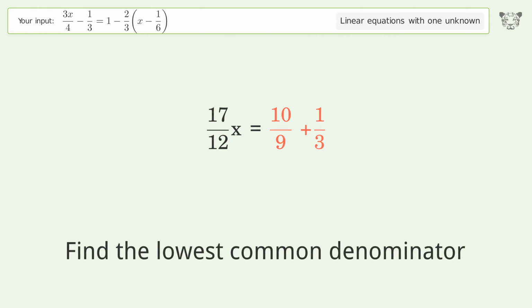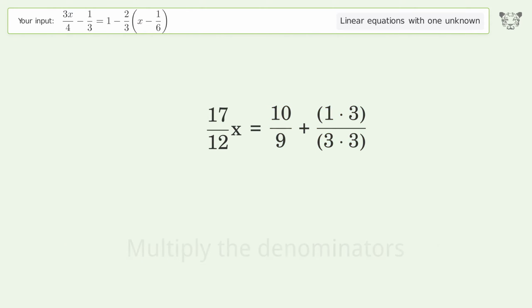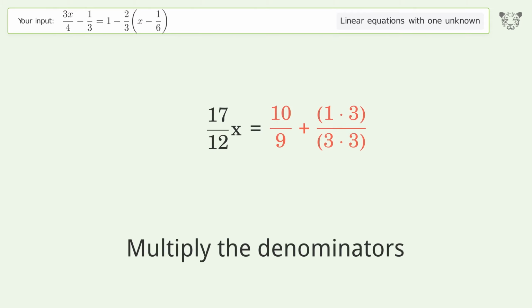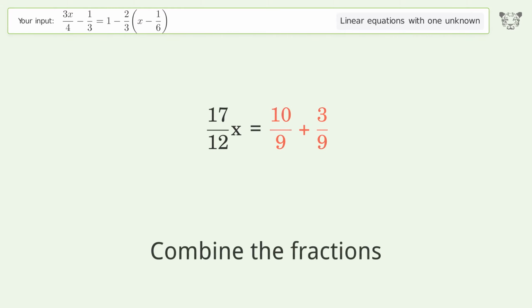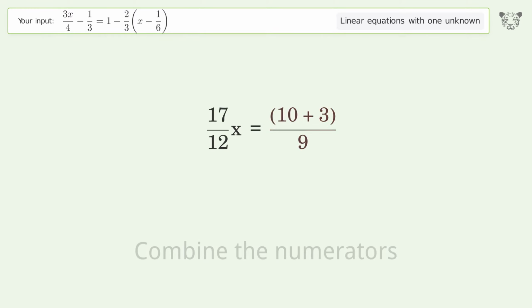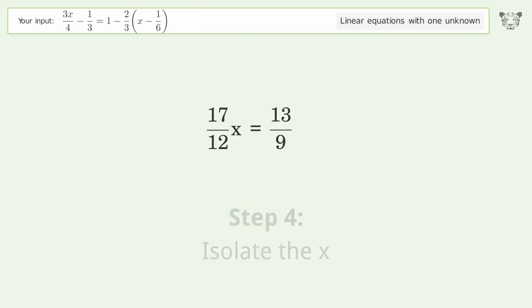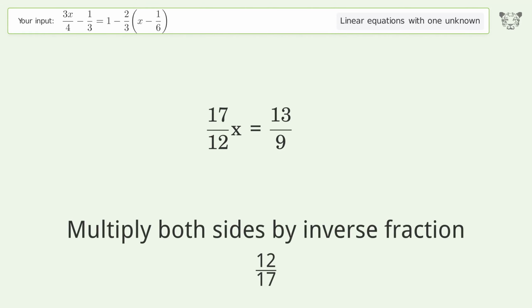Find the lowest common denominator. Multiply the denominators. Multiply the numerators. Combine the fractions. Combine the numerators. Isolate the x. Multiply both sides by inverse fraction 12 over 17.